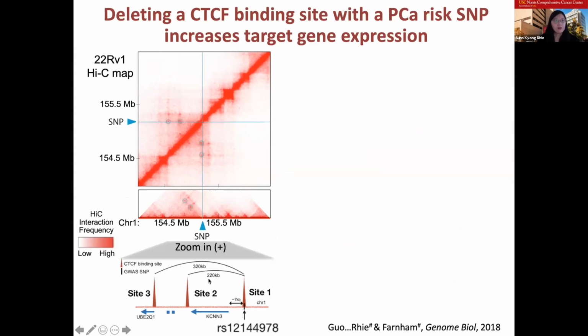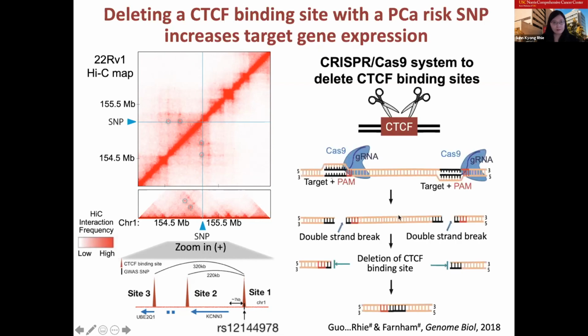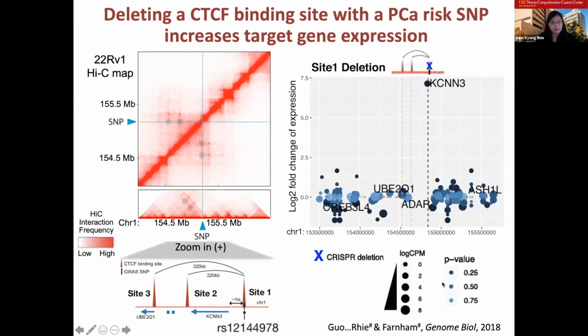Okay. And this site 1, this risk SNP, is located in non-coding regions and there are no genes. So we wondered what gene is regulated by those CTCF sites, this SNP. To check that, we decided to perform CRISPR-Cas9 experiments, and we deleted the CTCF sites here, the whole chunk, and then performed RNA-seq. And interestingly, as you can see, the KCNN3 gene expression level actually went up more than 100-fold when we deleted site 1, which was very striking.